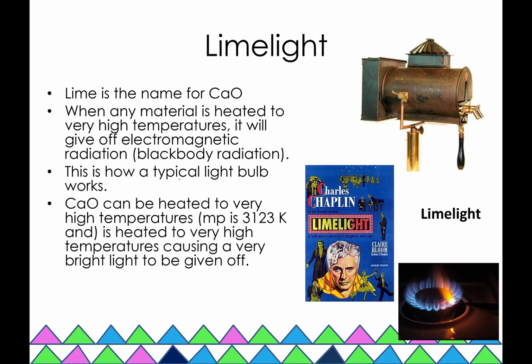But calcium oxide is unique in that it can be heated to incredibly high temperatures. Its melting point is over 3,000 Kelvin. And so you can heat calcium oxide to very high temperatures to cause it to give off a very bright light. So you've probably heard the term limelight. What limelight is, is some calcium oxide that's being heated, and once it's heated to a very high temperature, it gives off white light.